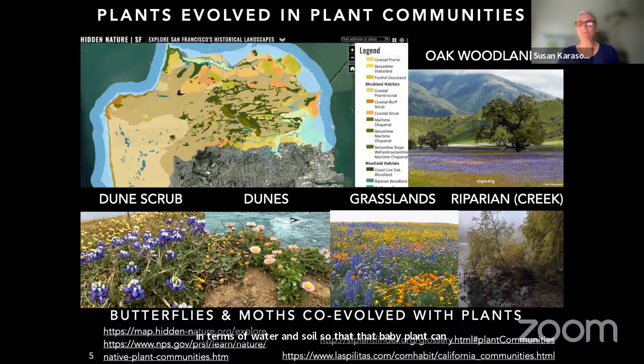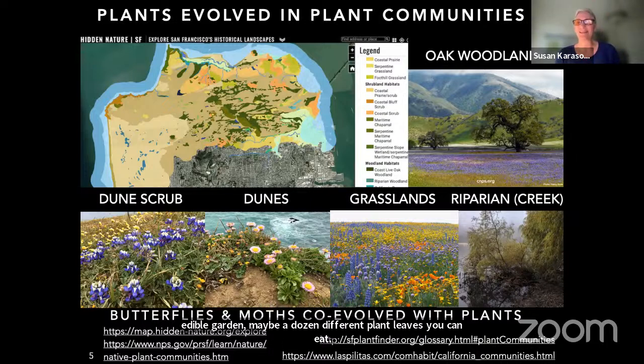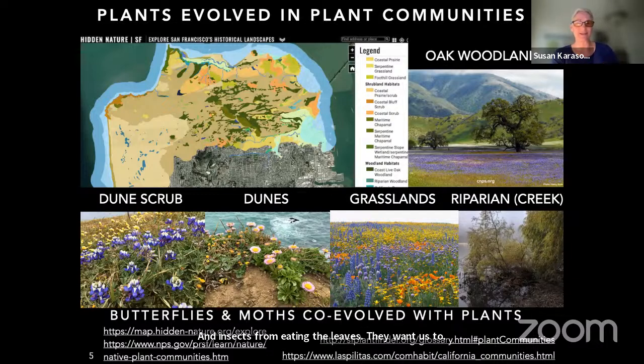That's what plants want. What plants don't want is to have their leaves eaten. So look outside a window and identify how many of those leaves you can eat. Yeah, not very many. Even if you've planned an edible garden, you may have half a dozen, or if you've got a very big edible garden, maybe a dozen different plant leaves you can eat. But most of your garden plants, you can't eat those leaves. They taste terrible. And that's because plants evolved chemicals in their leaves to keep wildlife like us and insects from eating the leaves. They want us to help them with the pollen, and they'll give us nectar and seeds and berries, but no, not the leaves.